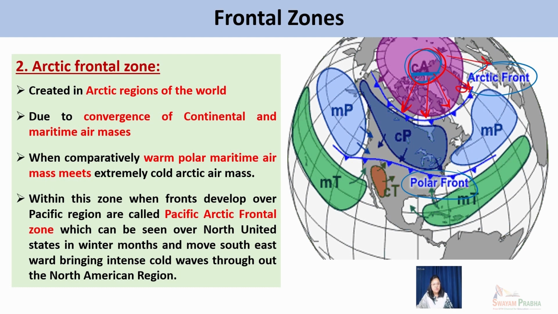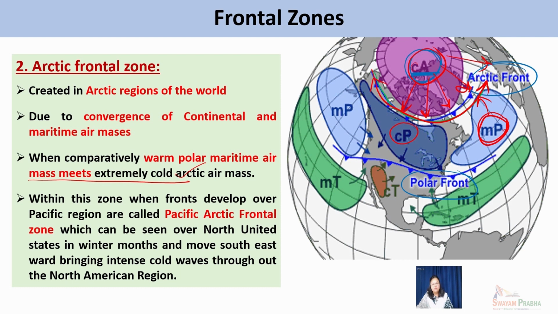very aggressive and they try to invade the area of the maritime polar type of air masses or continental polar type of air masses, because they are much colder than these two polar air masses also, and in this process a thick cold front is formed in the Arctic zones of the world. Polar maritime air masses in this case have higher temperature as compared to the continental Arctic air masses. So when the warm polar maritime air masses meet with the extremely cold and chilly Arctic air masses, the Arctic frontal zones are created.